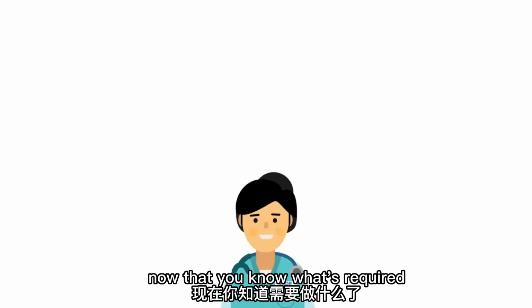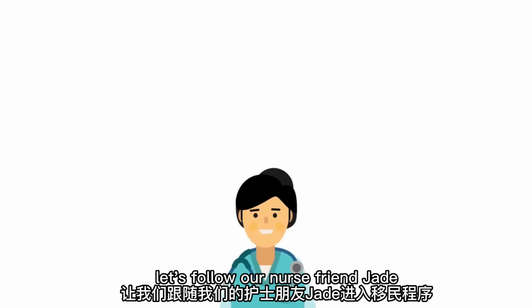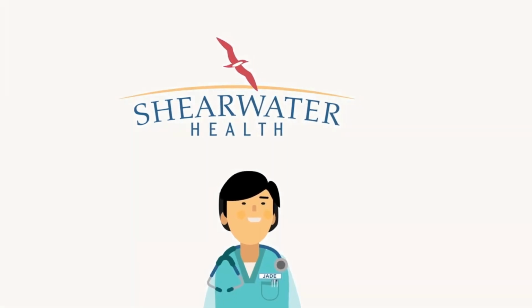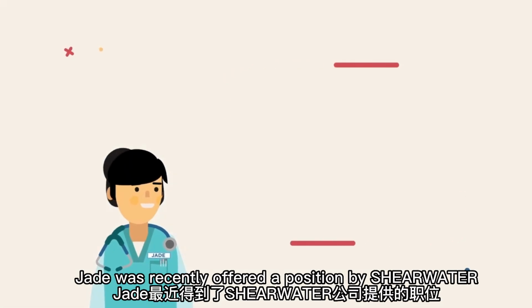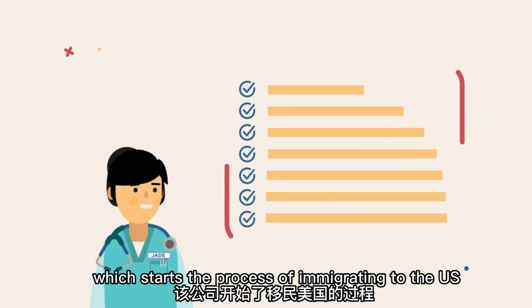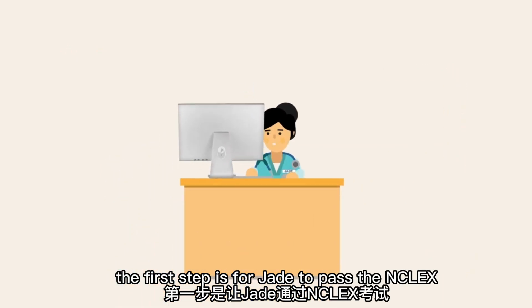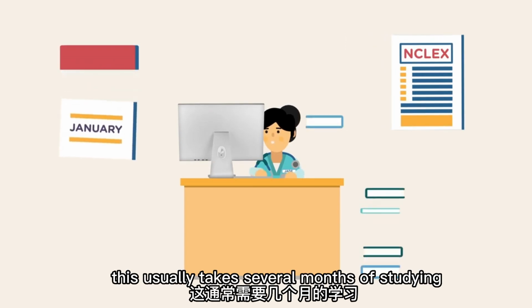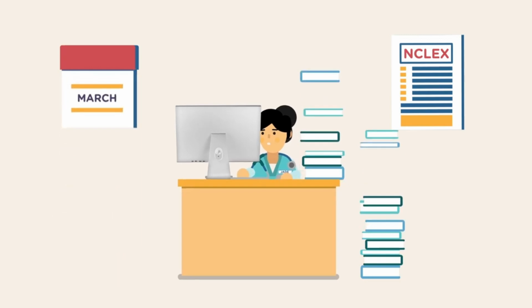Now that you know what's required, let's follow our nurse friend Jade as she enters the immigration process with Shearwater as her petitioner. Jade was recently offered a position by Shearwater, which starts the process of immigrating to the U.S. The first step is for Jade to pass the NCLEX, which is the U.S. nursing exam. This usually takes several months of studying.